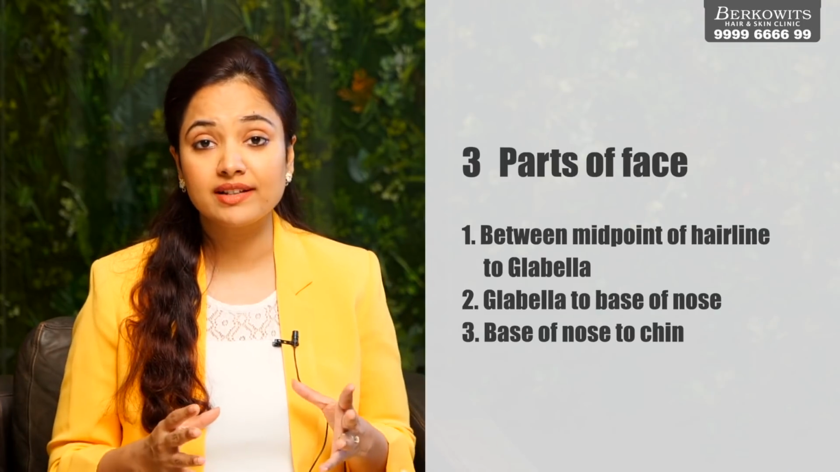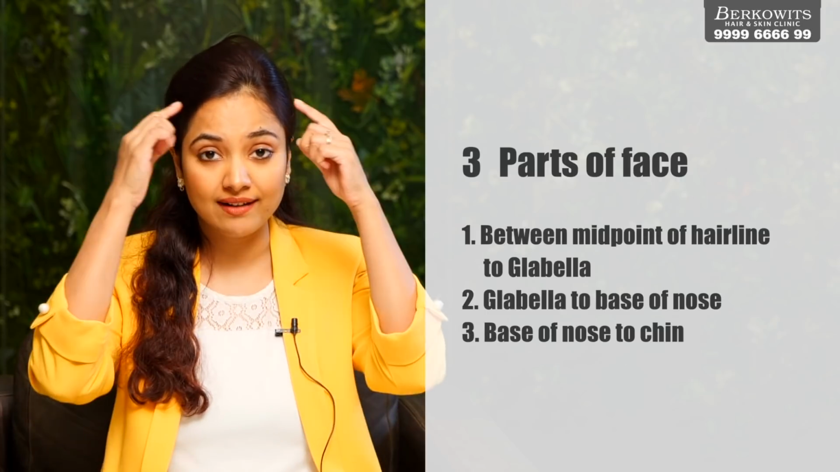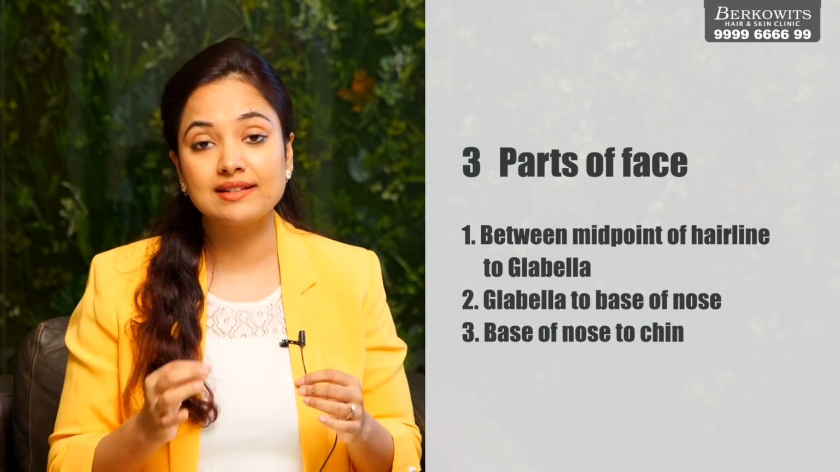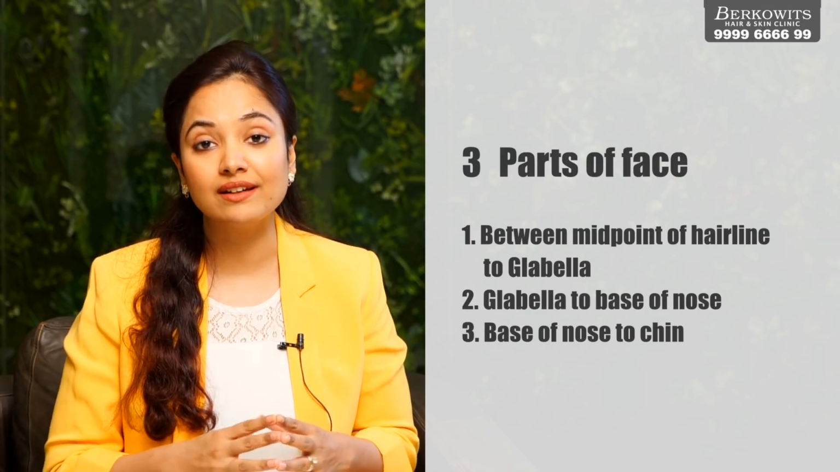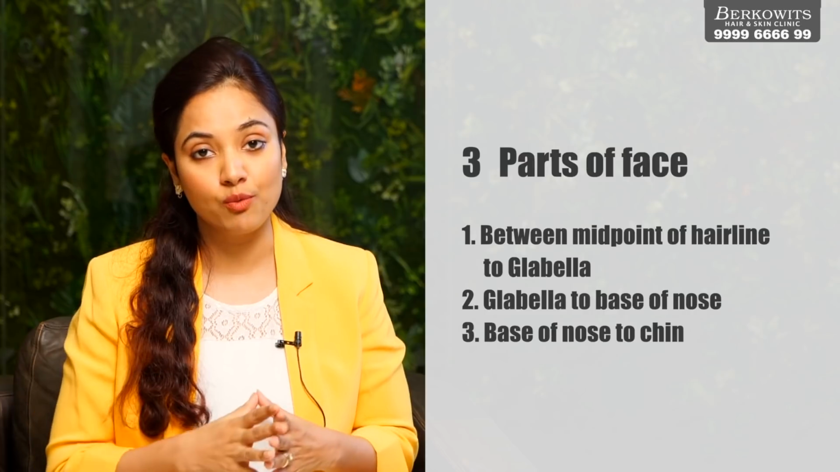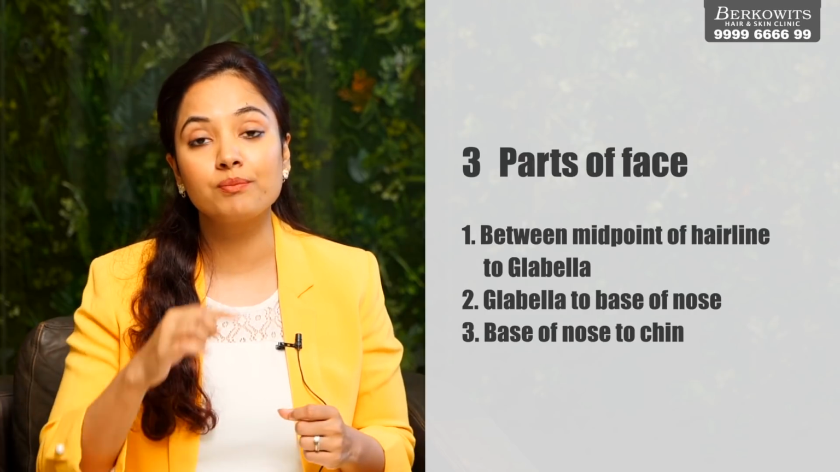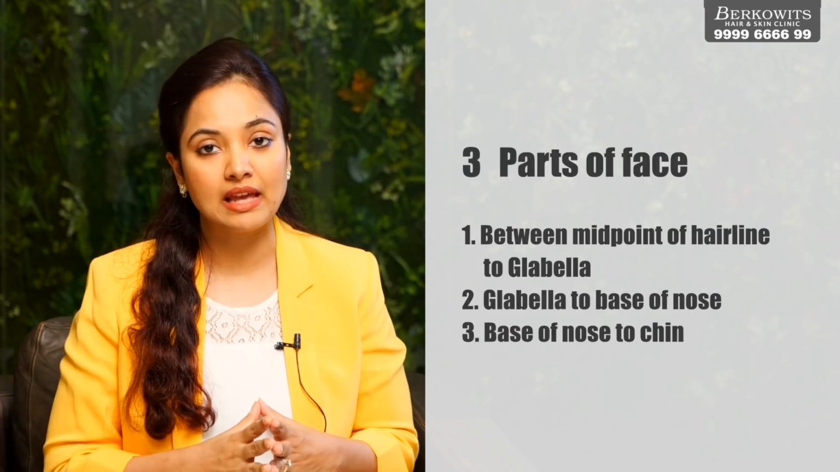Now our face is divided into three parts. The upper part exists between the midpoint of the hairline to the glabella, that is the midpoint between the eyebrows. The middle part exists between the glabella to the base of the nose, and the third part is from the base of the nose to the chin. Now these three ratios are ideally about similar, so the placement of the hairline can actually be judged by the exact ratios between these three parts.